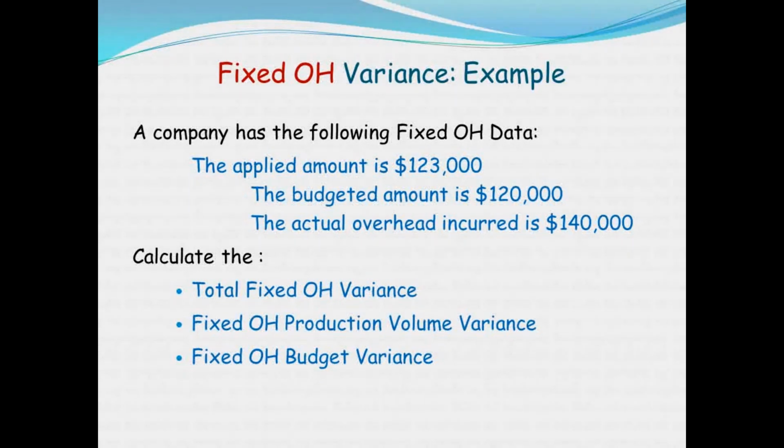Okay, what is the total fixed overhead variance? How much? 17,000. Over or under? Under. Under applied by 17,000. How about the production volume variance? That's over applied by 3,000. Over applied by 3,000. Yeah. How about the budget variance? 20,000. 20,000 under. Yeah.